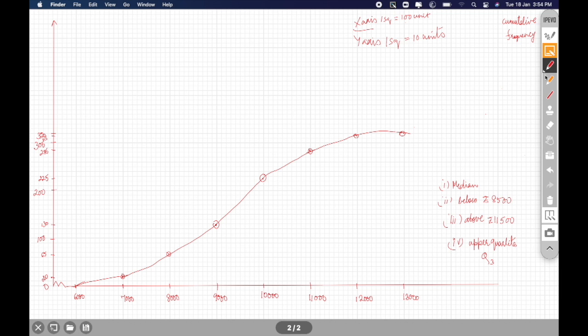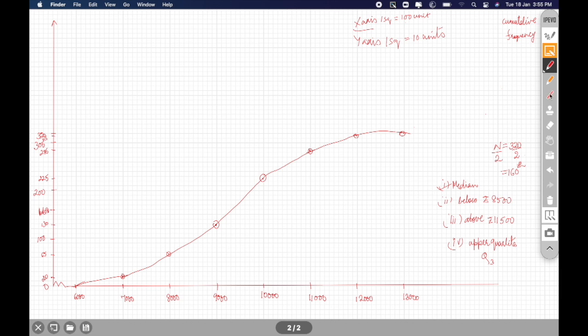Now let us find the different parts asked in the question. The first is finding out the median. We know n is 320, so median is n by 2th observation, that is 320 by 2, that gives the 160th observation. So find out 160 on the y-axis. I can see 130 here. So 40, 50, 60, 160 is here.